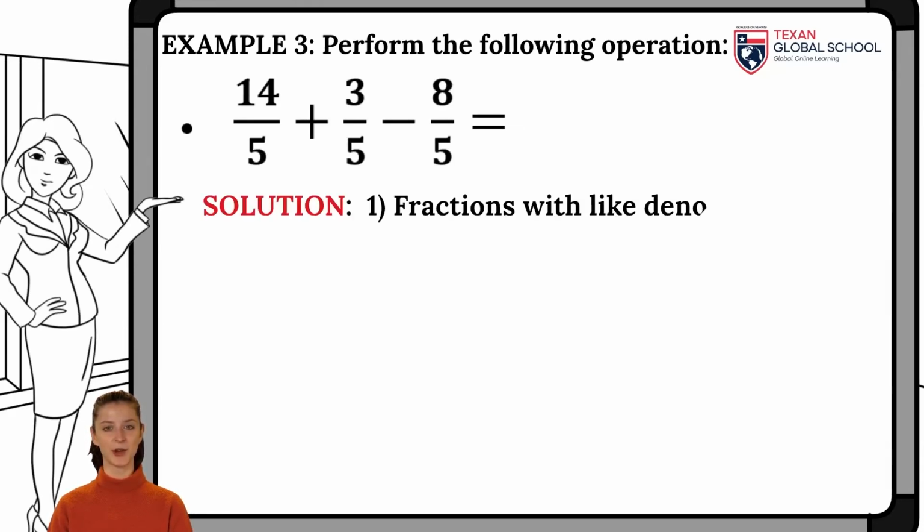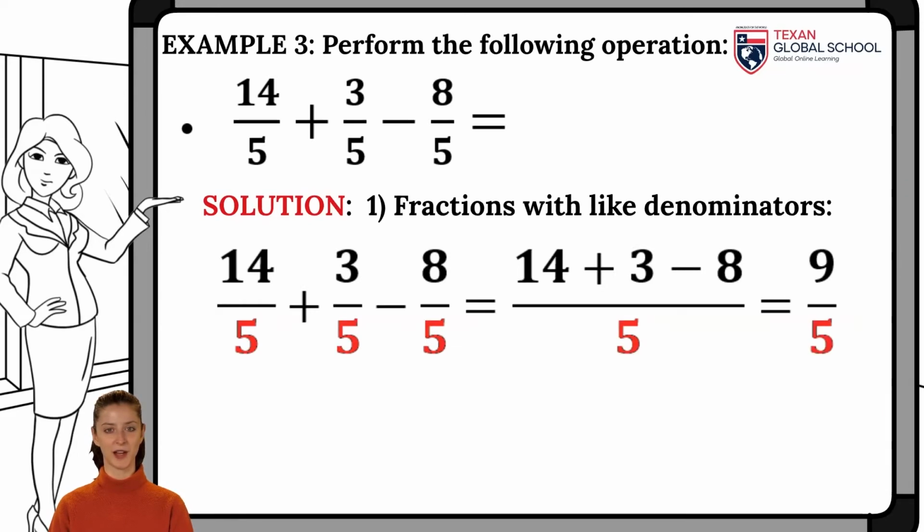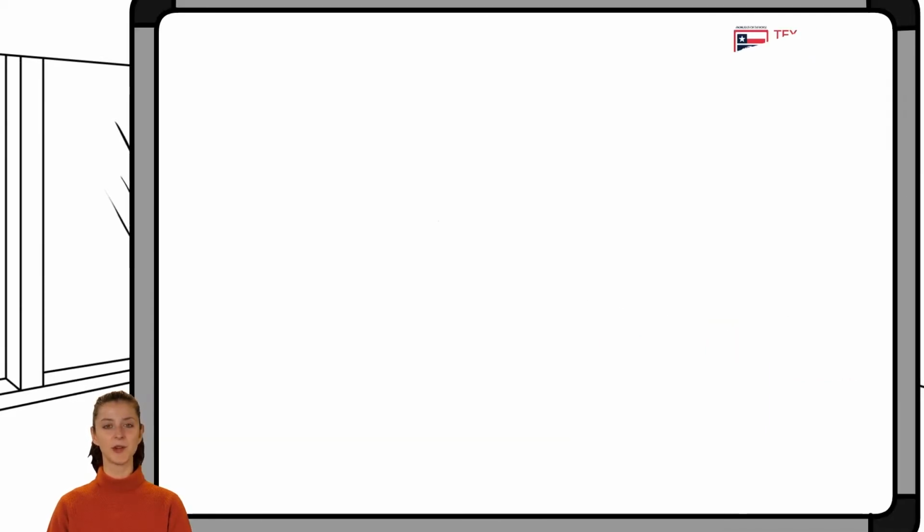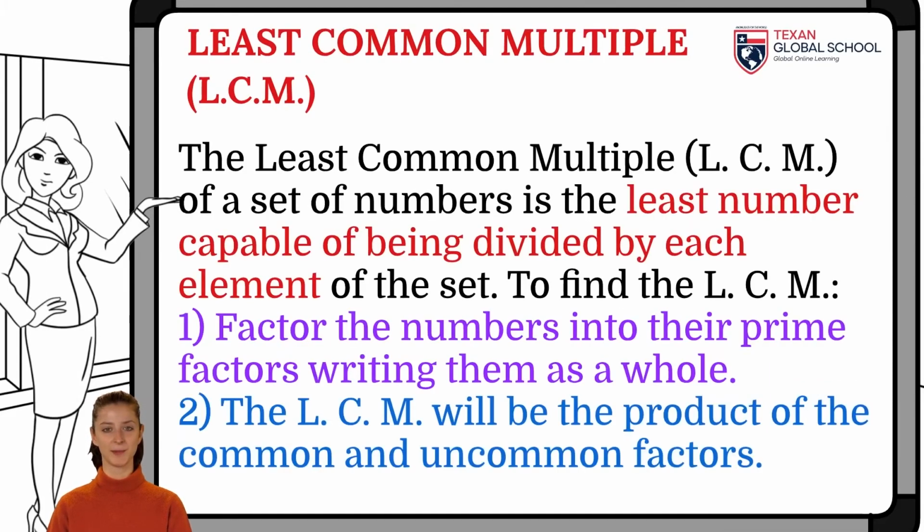In this other example, we have 3 fractions with combined operations. The same algorithm is applied since they have the same denominator. We perform the operation of the numerator, 14 plus 3 minus 8, and divide by the denominator 5. We thus obtain 9/5.